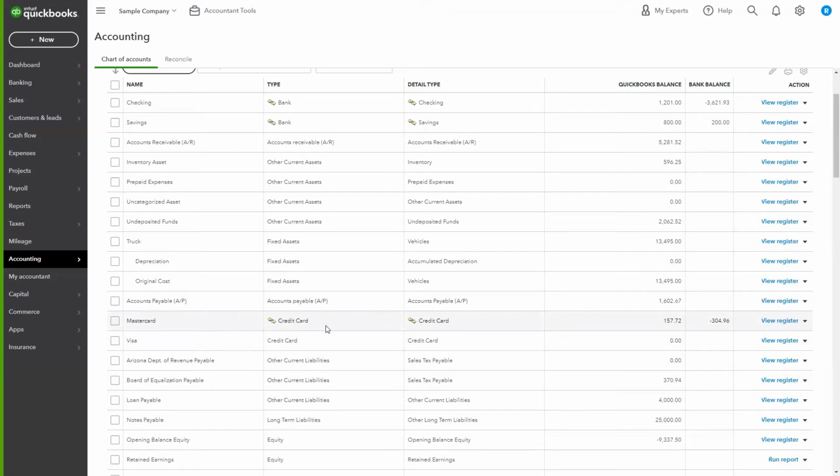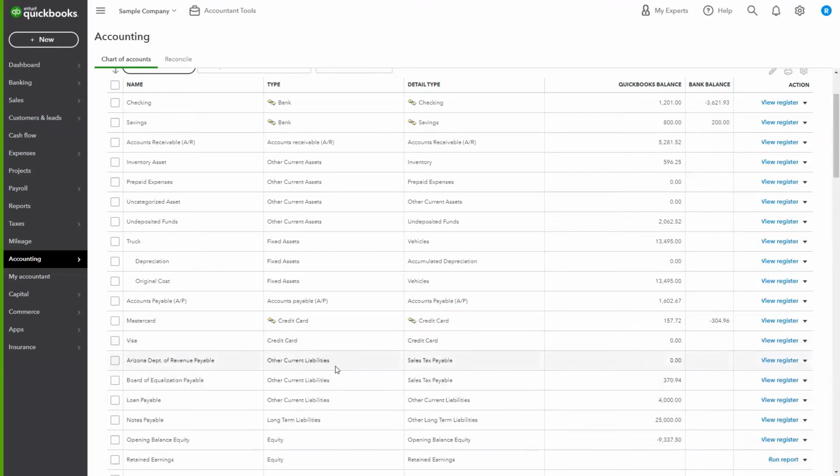Next is credit card. This can be any type of credit card that you hold for the business. And I do stress here that it's better to keep these for business purposes. So if you have several credit cards, I would allocate just one for business purchases and not use it for any type of personal expenses.